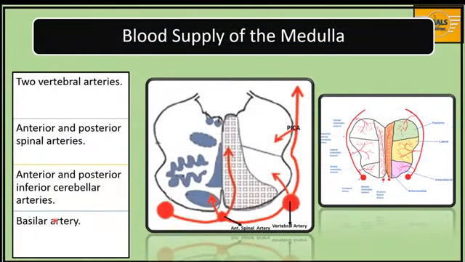The blood supply to the medulla is basically from the vertebral artery that will now give off some of its branches that will give supply to the medulla. Some of those branches are the anterior and posterior spinal arteries, the anterior and posterior inferior cerebellar arteries. As you can notice here, we are seeing the posterior inferior cerebellar artery supplying this particular region of the medulla, and then we also see the basilar artery.